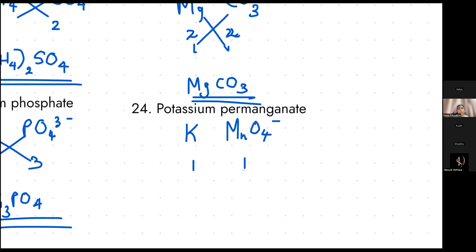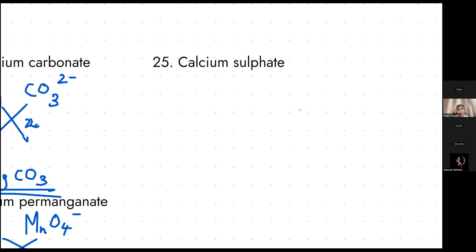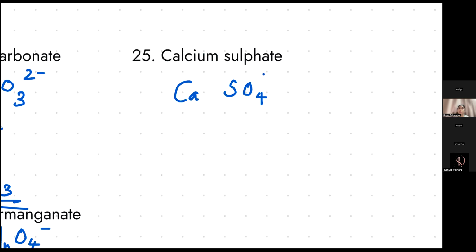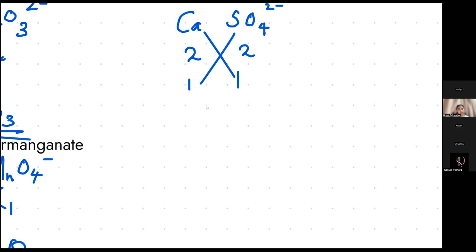Then finally we have calcium sulfate. Calcium is Ca, sulfate is SO4 2 minus. Calcium gives valency 2, sulfate gives valency 2. Both can be divided by 2, so we get 1, 1. Calcium gets 1, sulfate gets 1. Then we get calcium sulfate. Are the last three also clear?